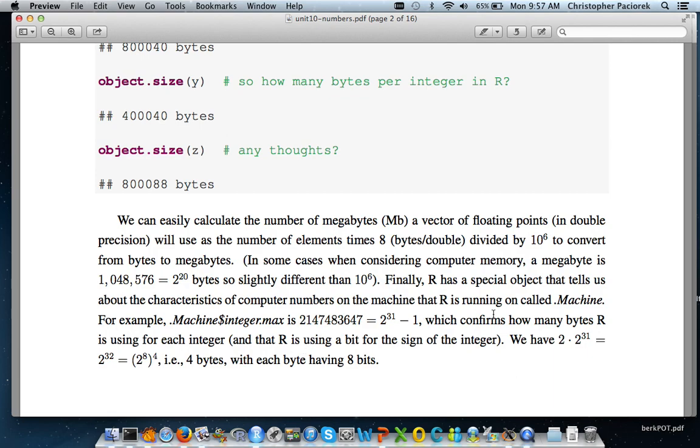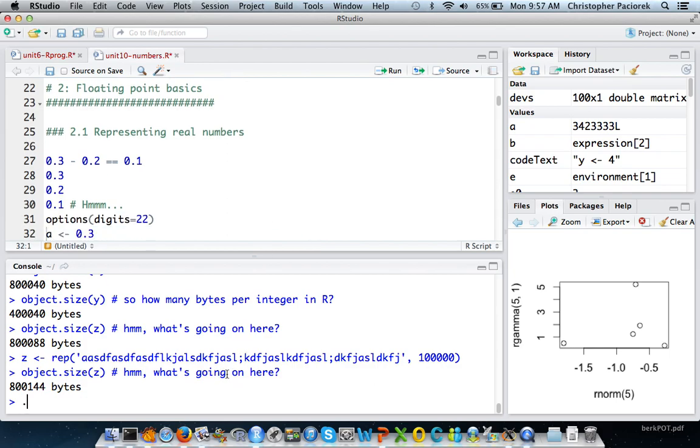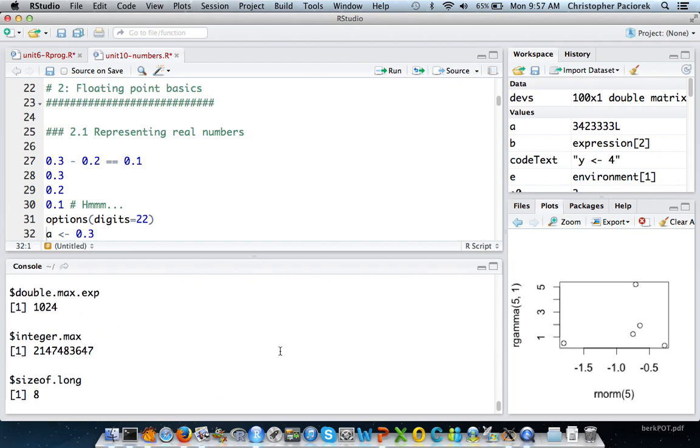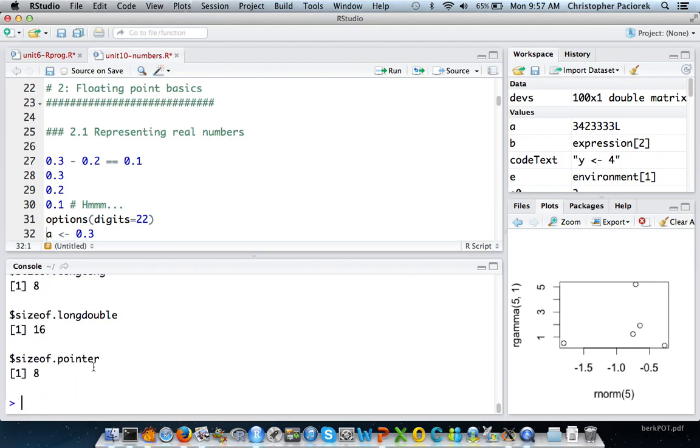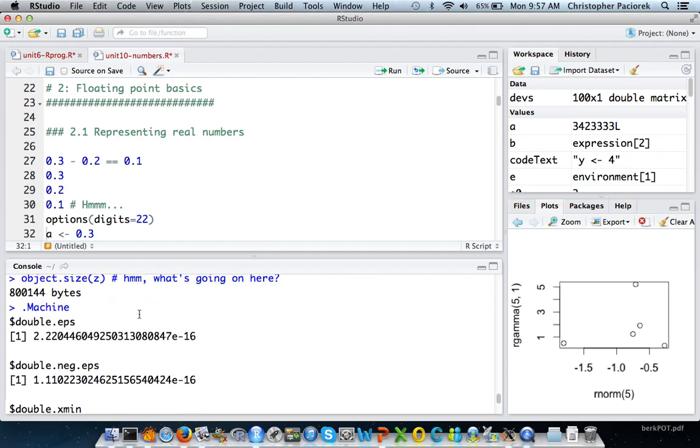Okay, so one object in R that's quite useful when we're dealing with these properties of numbers stored on the machine is a special object called .Machine. The dot is because it's a hidden object, a system level kind of thing. So if we go back to R, we can type in .Machine and see what it says. We can see it has a lot of things that relate to sizes of numbers and how big things are: size of a long, size of a pointer, min and max things, et cetera. And we're going to see a variety of these different values as we work our way through this unit.